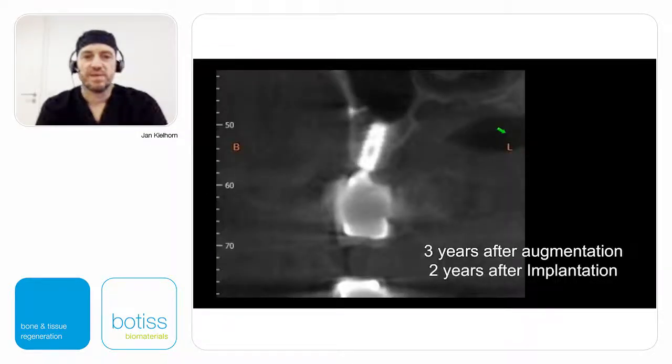Also in the cone beam, after 3 years of augmentation now, you see that this is fully regenerated. It has a cortical outside. It's a very stable bone augmentation in width, so it's very, very stable because of that very slow turnover.